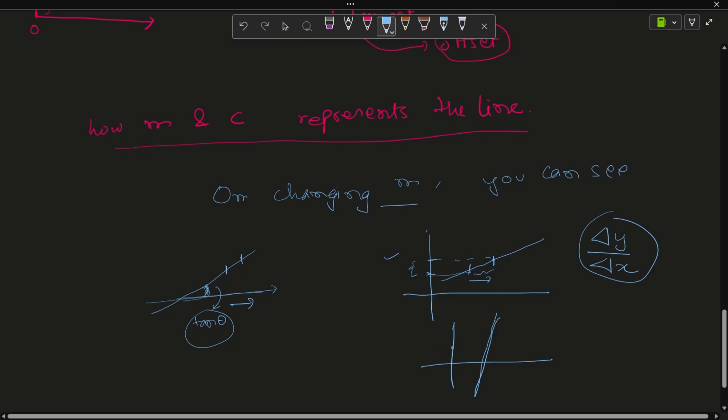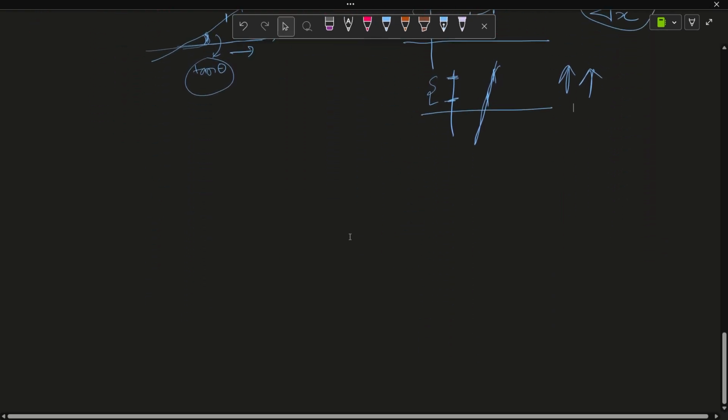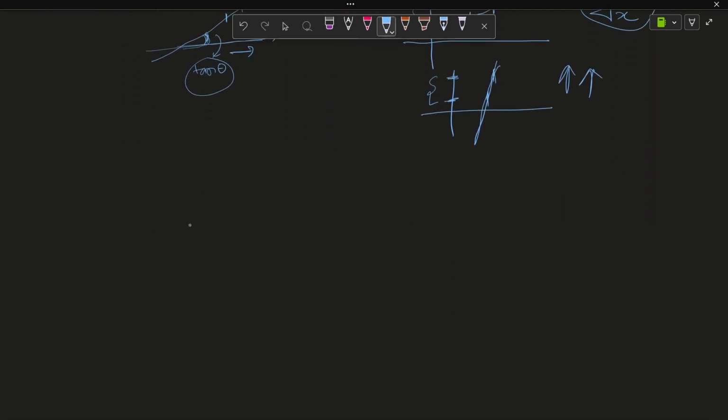For the same distance, it will be covering more of the line, and that's why y will be changing more, all right. So it will be increasing more. So what happens on changing m? You rotate the line. On decreasing m, you rotate this side, and on increasing m, you rotate this side, all right. On changing m, just know that you rotate the line.